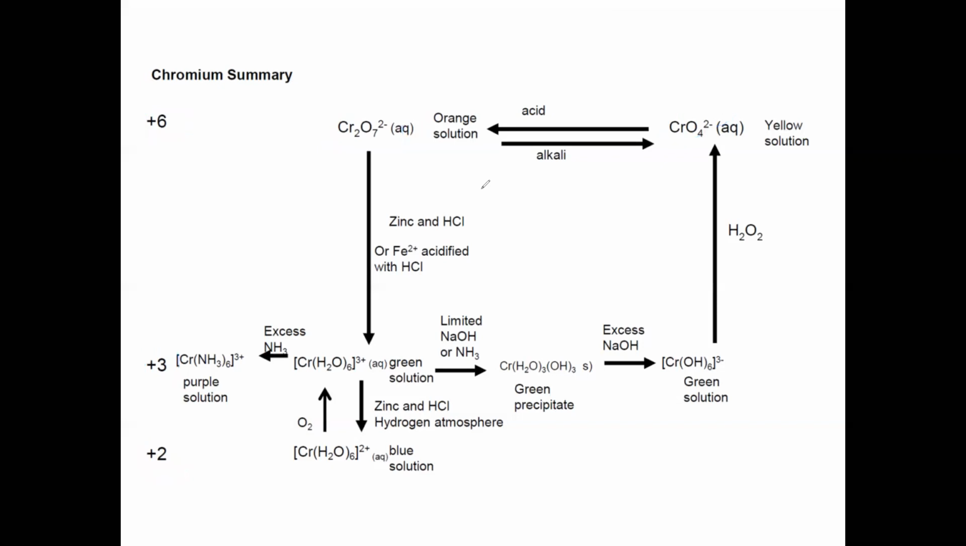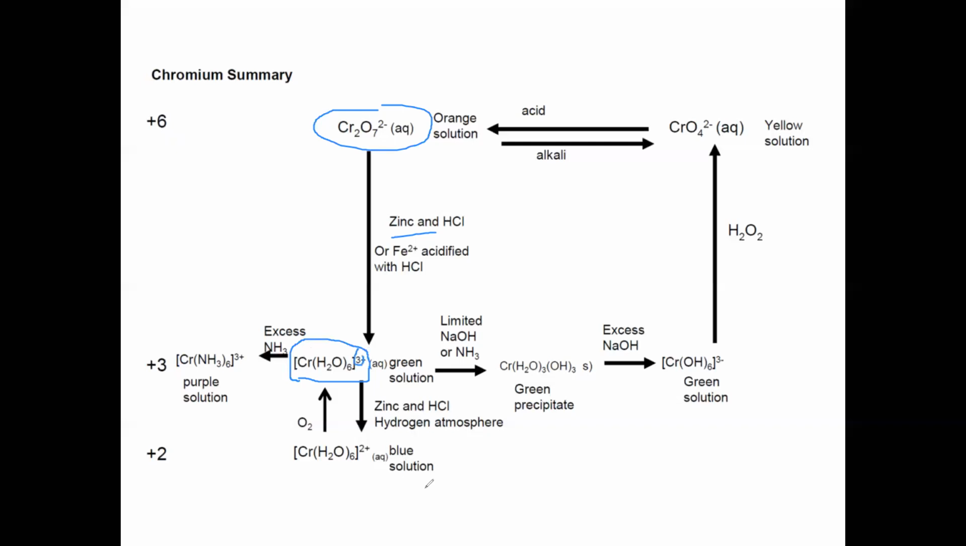If we add zinc, a good reducing agent, in the presence of hydrochloric acid, or if we add iron 2 ion in the presence of hydrochloric acid, this chromium +6 will change into chromium 3, and it will form a complex with water. So the oxidation number will change and the compound nature will also change. It will form [Cr(H2O)6] 3+.